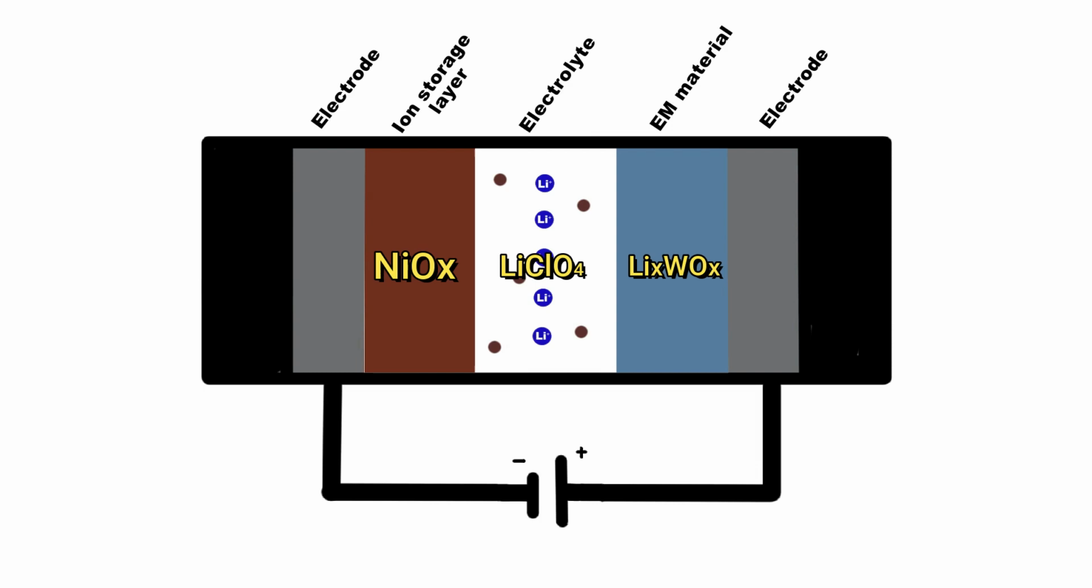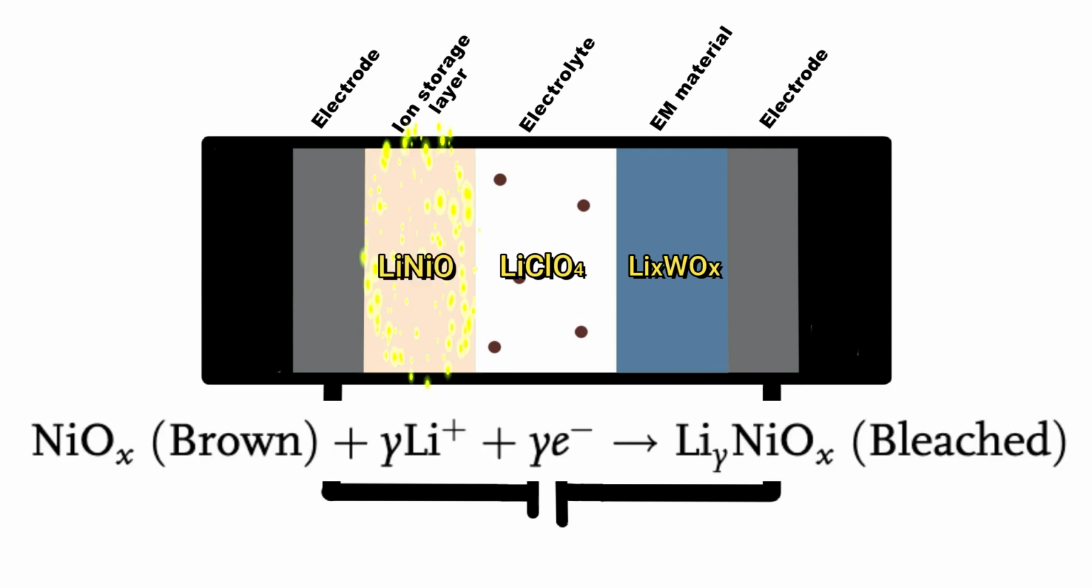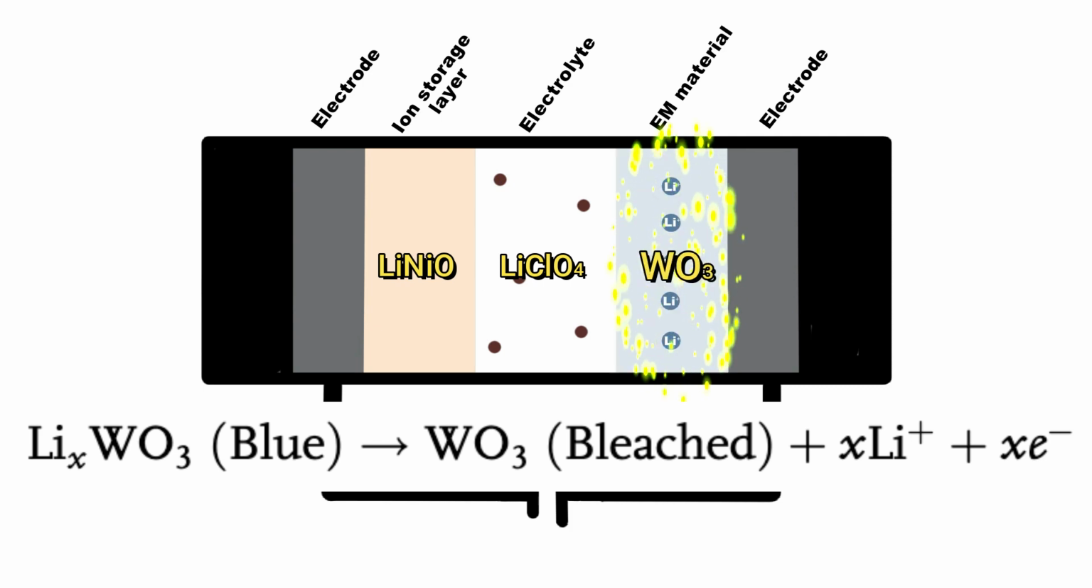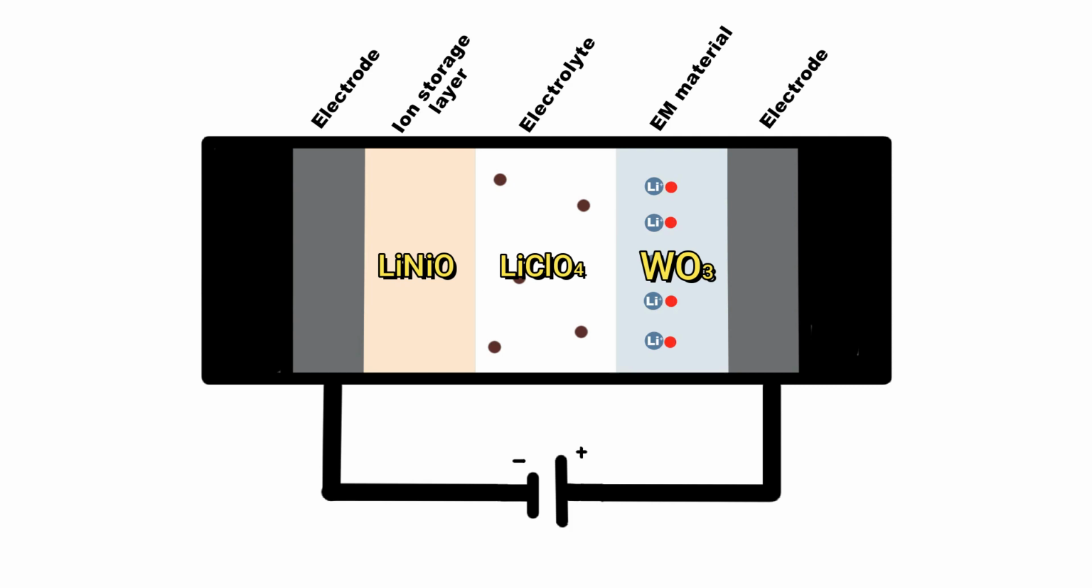If the voltage is reversed, the reverse process happens. Electrons flow to the nickel oxide layer. Lithium ions enter and react to form lithium nickel oxide. Lithium tungsten oxide reacts to form lithium ions, tungsten oxide, and electrons. The lithium ions re-enter the electrolyte. Electrons flow back to complete the circuit.